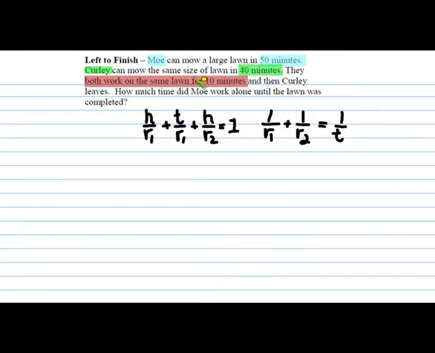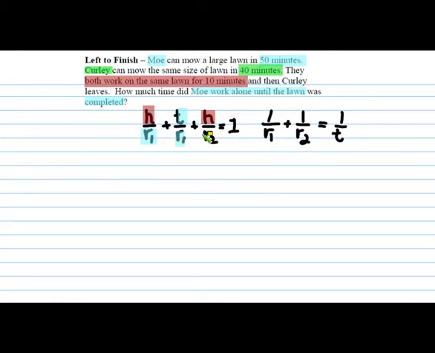Okay, they both work on the lawn for 10 minutes, and then Curly leaves. So who's left behind? Mo. Well, we go back to Mo. How much time did Mo take until the lawn was completed? That's what RT is. So that has to do with Mo. This has to do with Mo. That has to do with Mo. And then the one last thing here, this has to do with how much time they spent together working before they left.